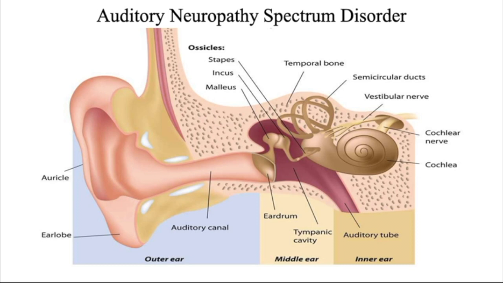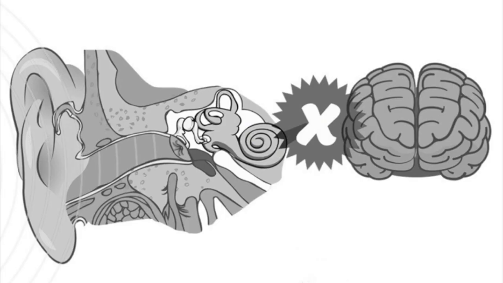Auditory neuropathy spectrum disorder, also known as ANSD, is a rare type of sensorineural hearing loss where sound is not transmitted properly from the inner ear to the hearing nerve or from the hearing nerve to the brain, which ultimately results in hearing distortion or hearing loss.